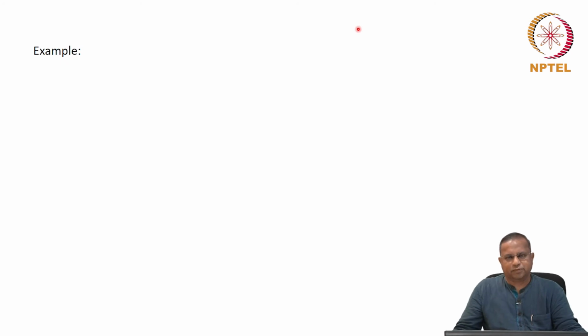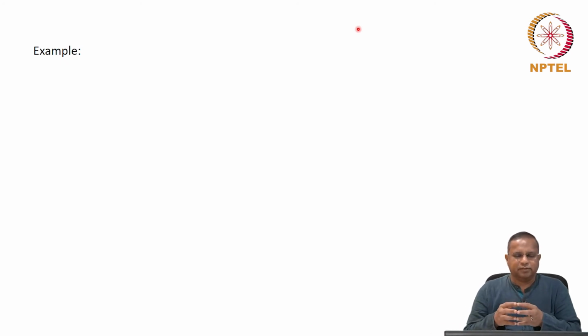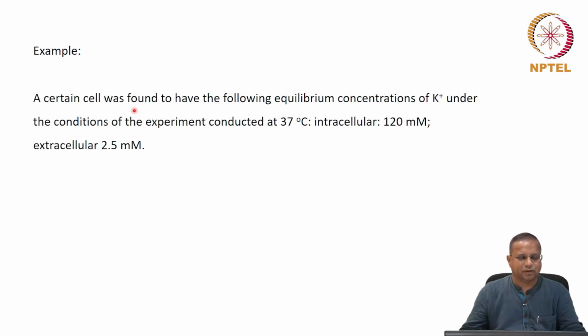This will be a nice reinforcement for the understanding of this principle. Let's work out an example. Okay, in this case, I've given you some information because it is new, and then I'm coming up with an example, just a variation of the theme. A certain cell was found to have the following equilibrium concentrations of potassium under the conditions of the experiment conducted at 37 degrees C. The intracellular concentration was 120 millimolar, the extracellular concentration was 2.5 millimolar. This is very standard for neural cells, the human body. So these could be taken as thumb rule values.